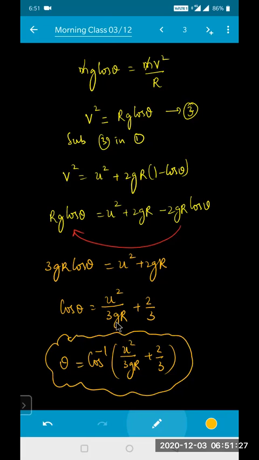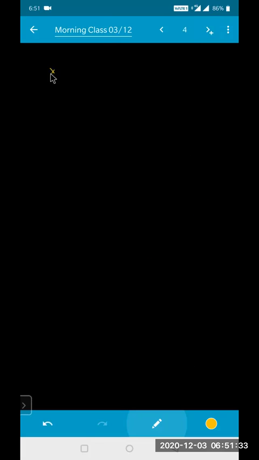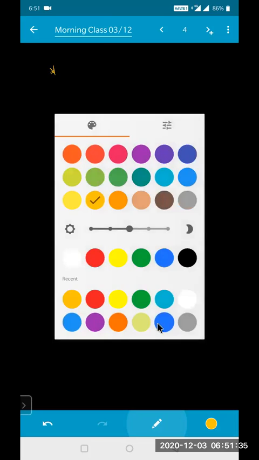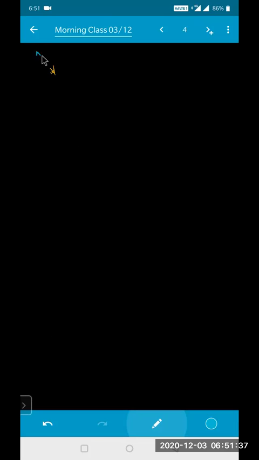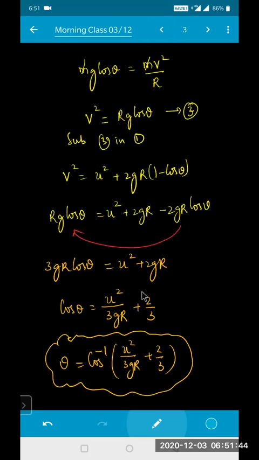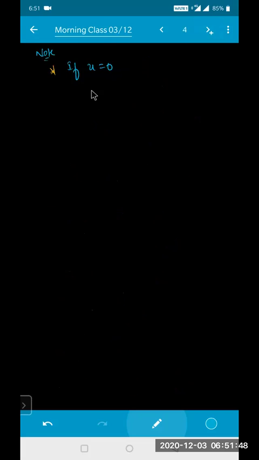If initial velocity is 0, what is the angle, beta? In this one, if u is equal to 0, if they ask, just keep a note and write it. If initial velocity is 0, then this will become how much, beta? Theta is equal to cos inverse of 2 by 3, yes. Isn't it?